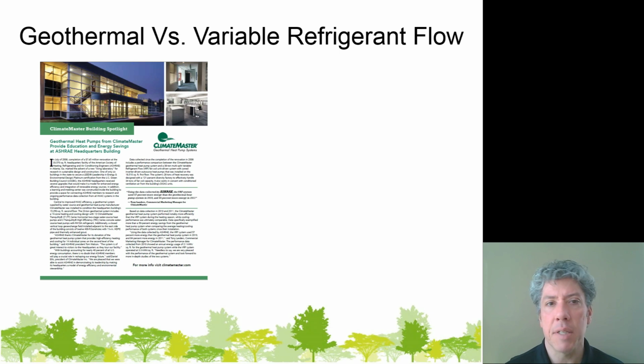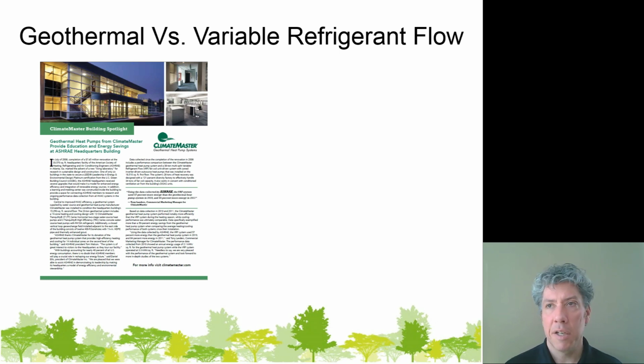They're kind of like the standards organization for that industry. Anyway, their building needed some updating, and so Climate Master installed geothermal systems in the second story, and the other company, which made variable refrigerant flow equipment, installed equipment in the lower floor. And they ran this for years and took data to see which one was better.